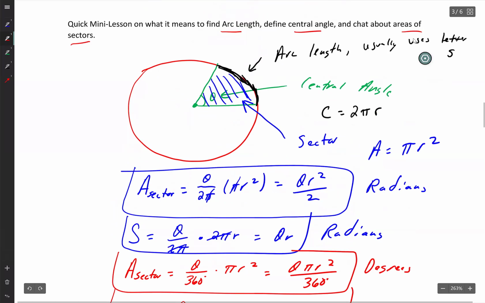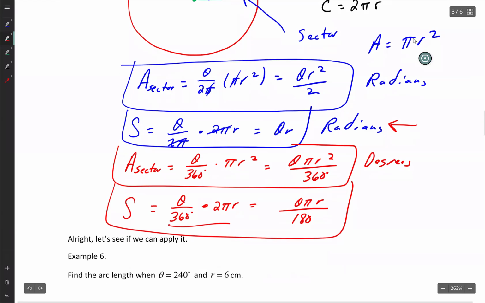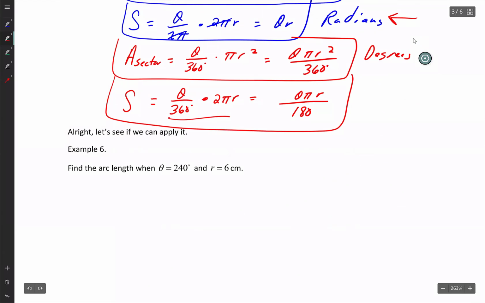This is actually very popular on the SAT, by the way. And you can see why radians is so popular. Look how easy that formula is: theta r. Find the arc length when theta is 240 degrees and r is 6 centimeters.